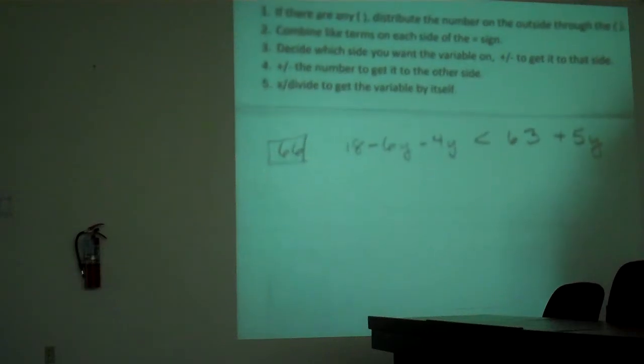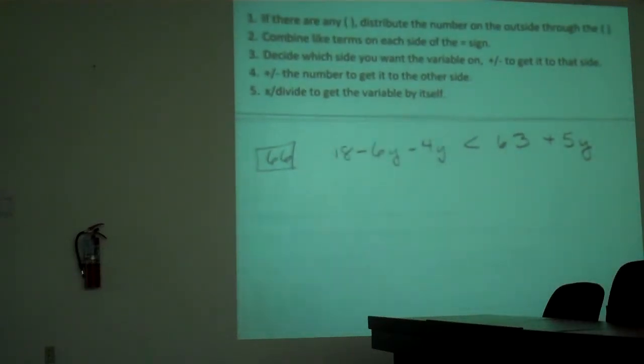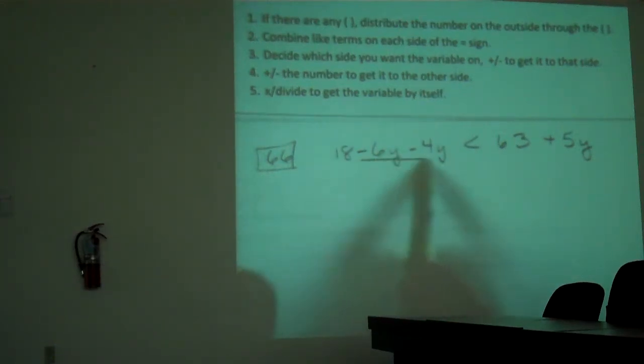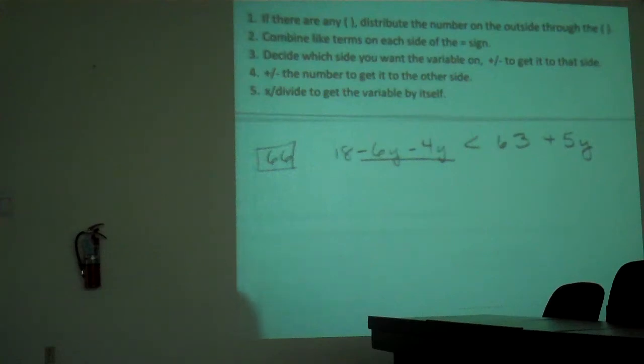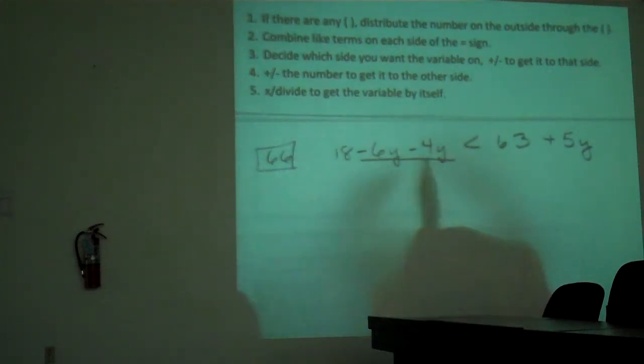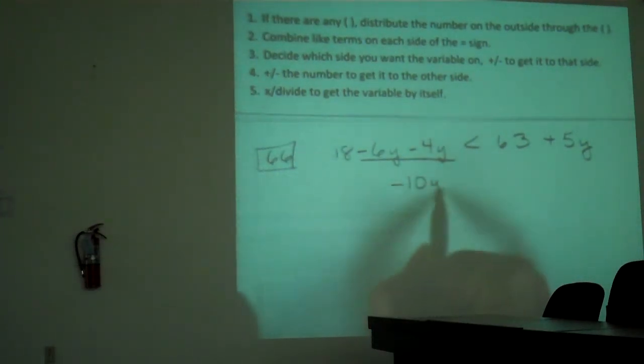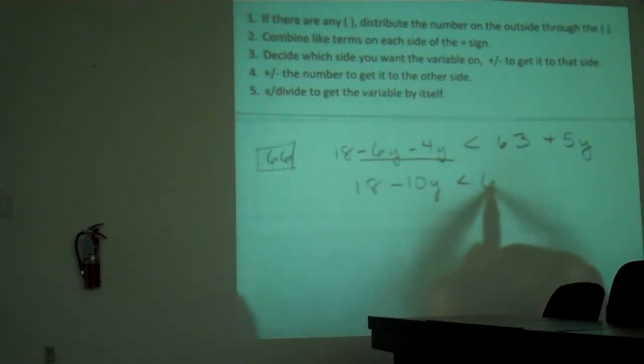Here are your steps. If there are any parentheses, distribute the number on the outside through the parentheses. There's not any parentheses. Next step, combine like terms on each side. Is there any like terms? The 6y and 4y. Negative 6 and negative 4 would be negative 10y. Write everything else down.